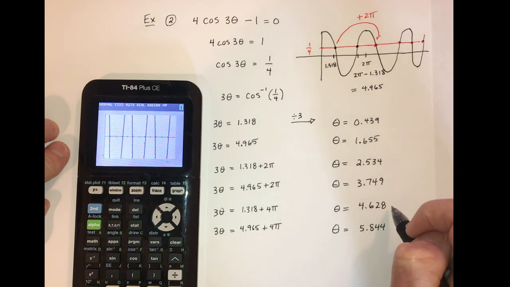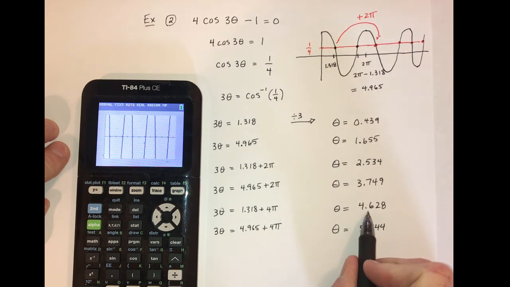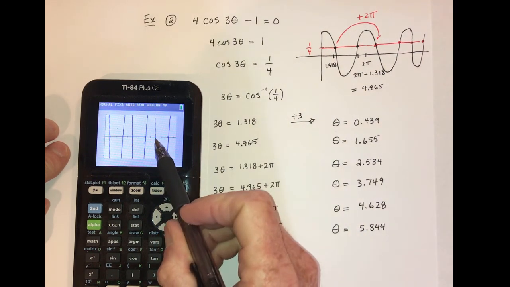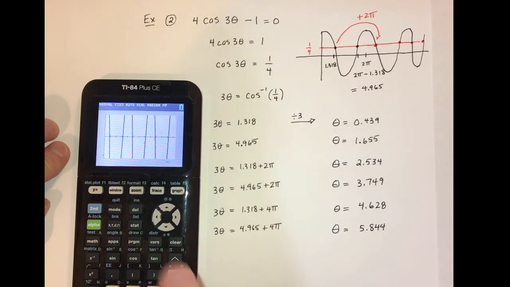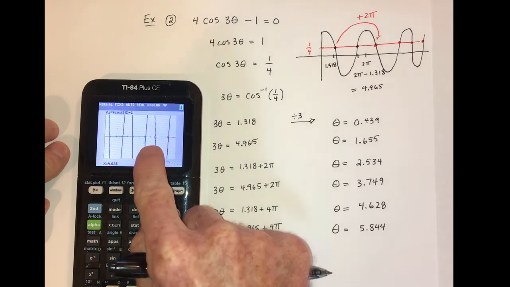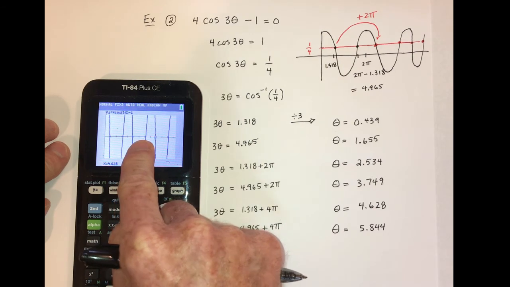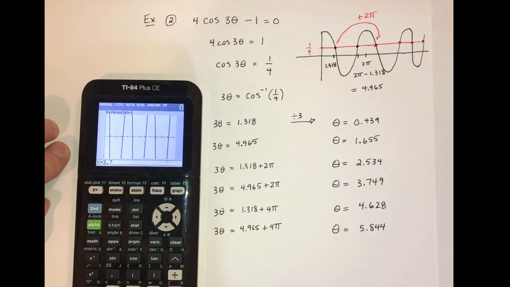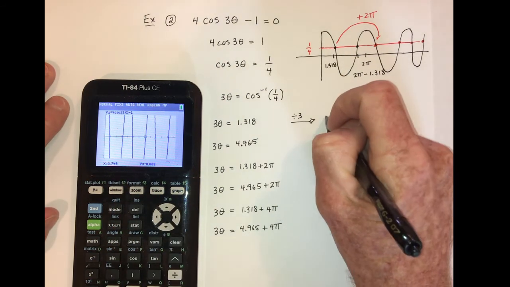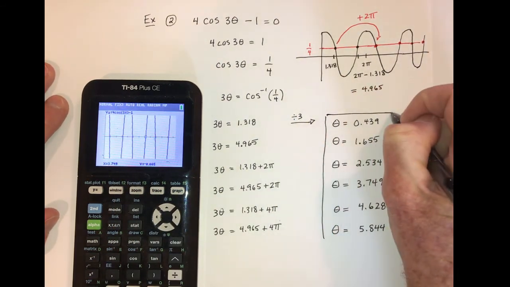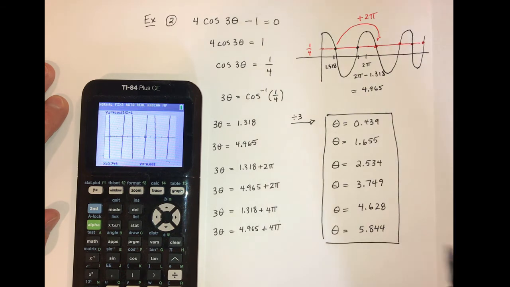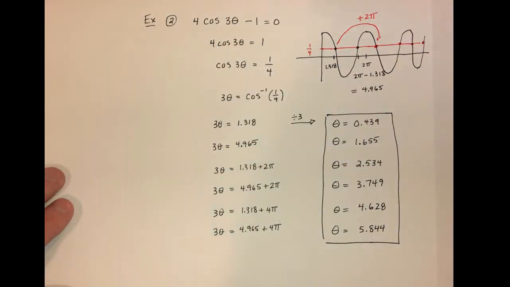So I'm going to randomly pick one. I'll check this one, 4.628. So that's going to be this one right here. Trace 4.628. Yes, that one is correct. And I think I'll just check another one. Right before that should be 3.749. Yes, that looks right. So now I feel that those are correct, so put them in a box.